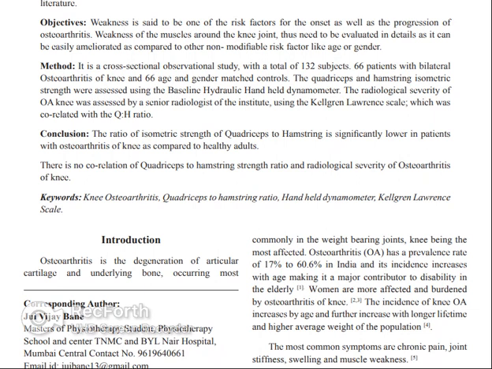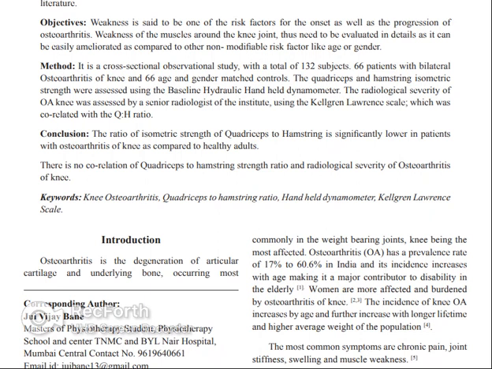Method. It is a cross-sectional observational study with a total of 132 subjects, 66 patients with bilateral osteoarthritis of knee and 66 age and sex matched controls. The quadriceps and hamstring isometric strength were assessed using the baseline hydraulic handheld dynamometer. The radiological severity of the knee joint was assessed by a senior radiologist of the institute using the Kellgren-Lawrence scale, which was correlated with the QH ratio.